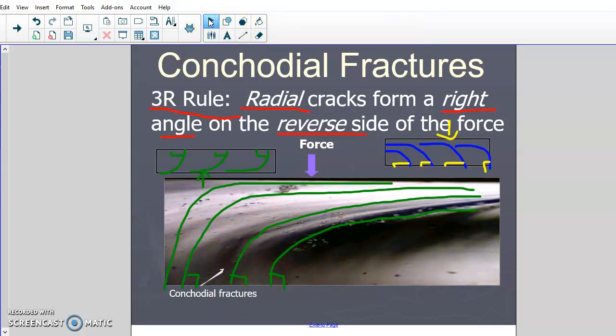Okay, so that's the third fracture. So you've got radial, concentric, and then conchoidal fractures. And in class, I'll try to show you what one looks like on the side of the glass so you can get a feel for that.